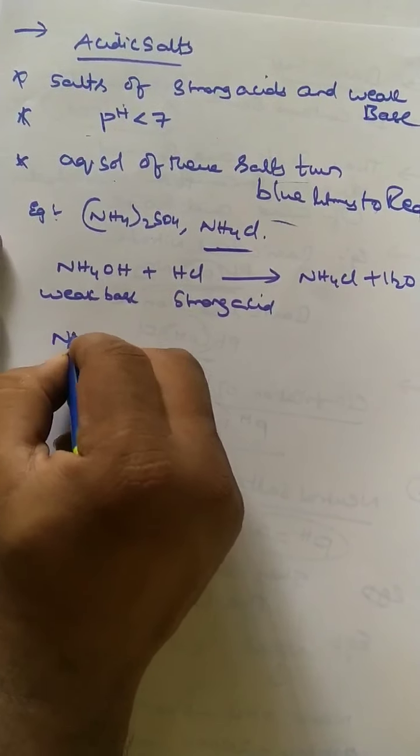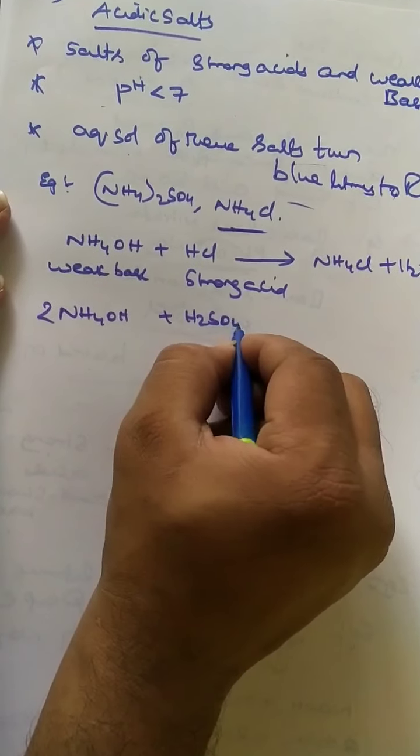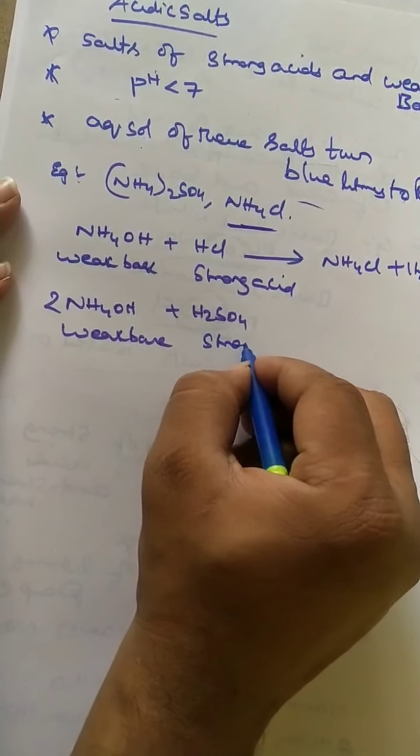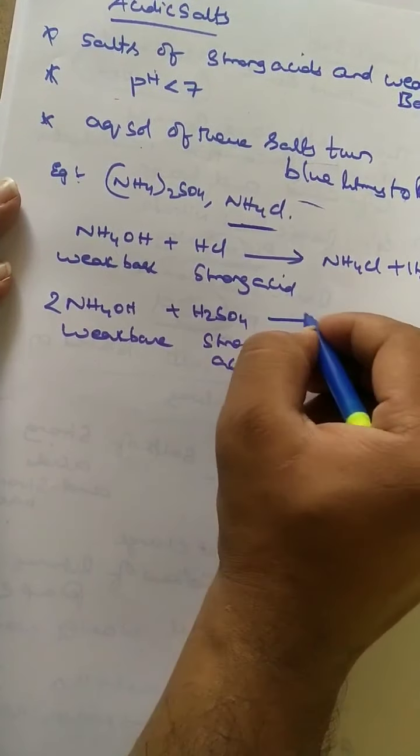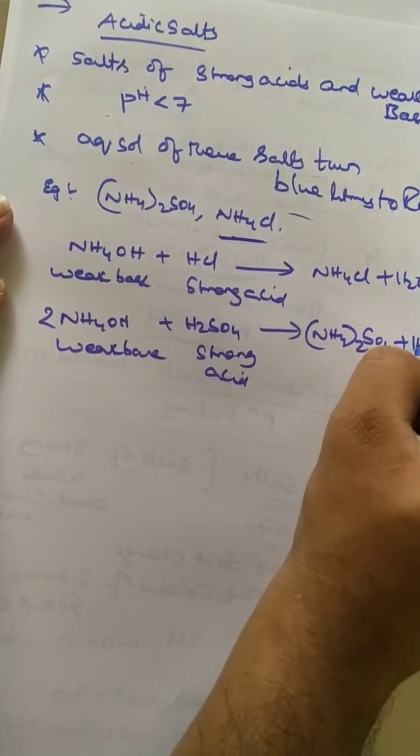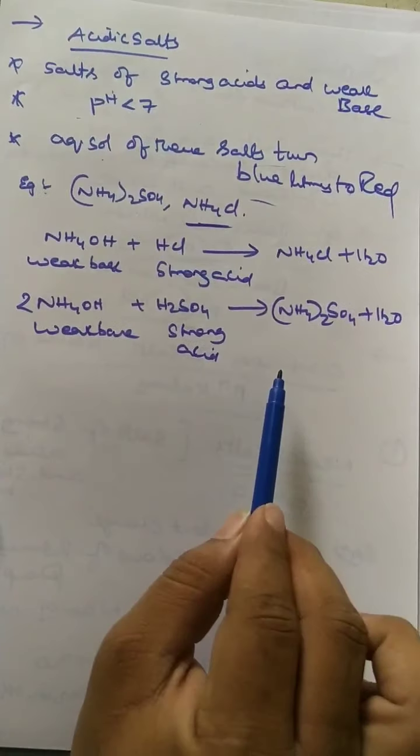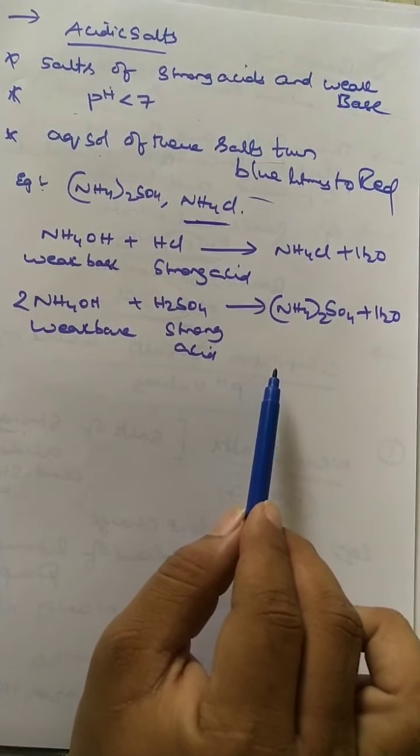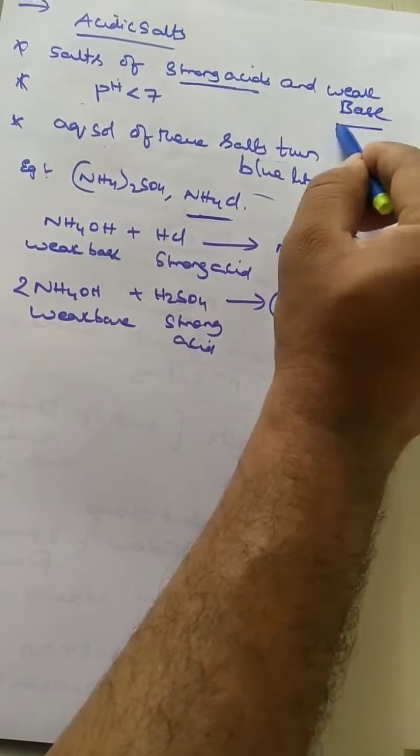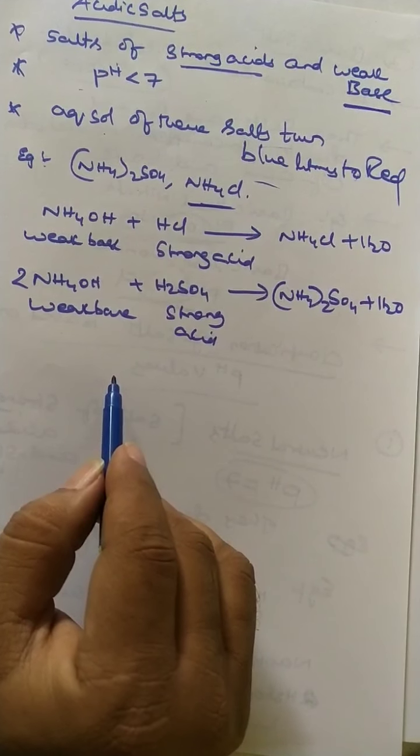In the same manner, how is ammonium sulfate formed? You take 2 moles of ammonium hydroxide. Ammonium hydroxide, you already know, is a weak base, and sulfuric acid is a strong acid. Weak base versus strong acid. What are you going to get? (NH4)2SO4 plus H2O. So the conclusion: an acidic salt is mainly formed. This is a classification based on pH and combination. What combination? Strong acid and weak base. So these are about acidic salts.